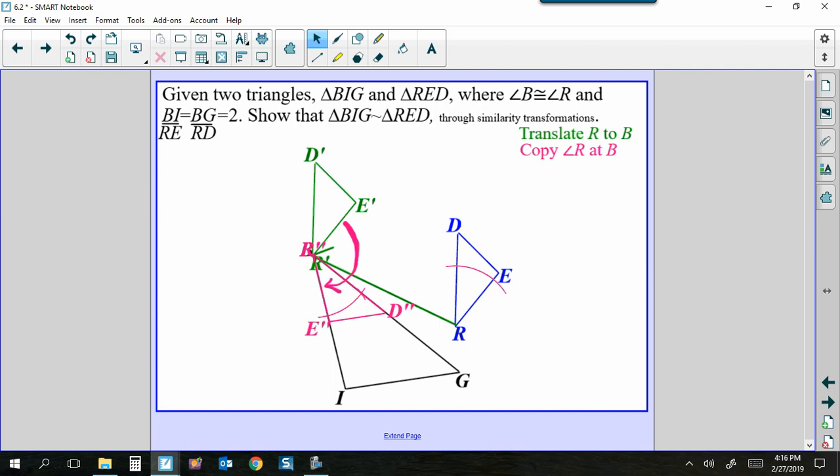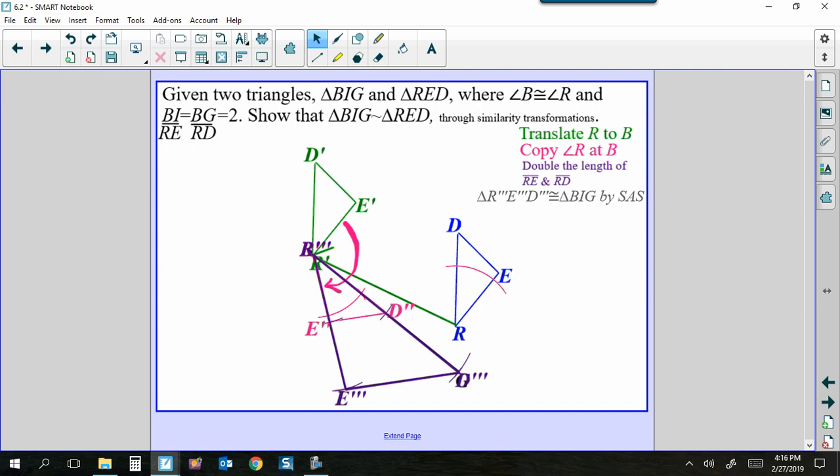All right, the next thing we're going to do is a dilation. We are going to double the length of RE. So if you measure R to E and go a second time like we did in 6.1, hopefully you're seeing that E triple prime is actually mapping right onto I. And when you double the length of RD, D triple prime is going right onto G. So we were able to create two congruent triangles.